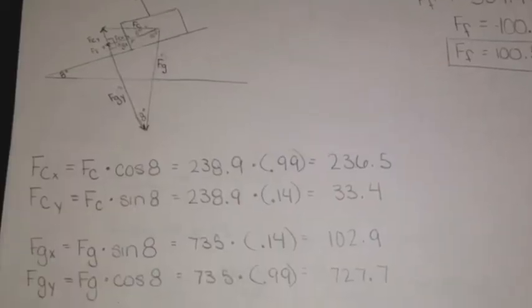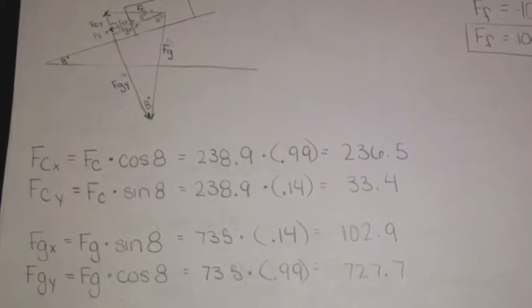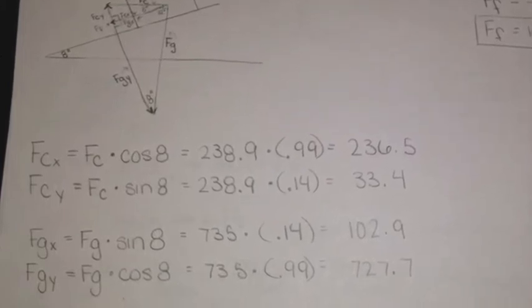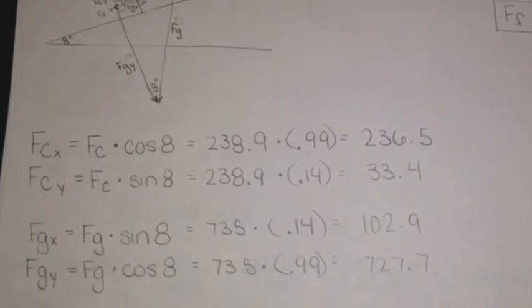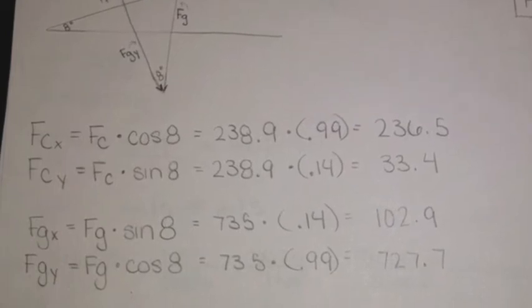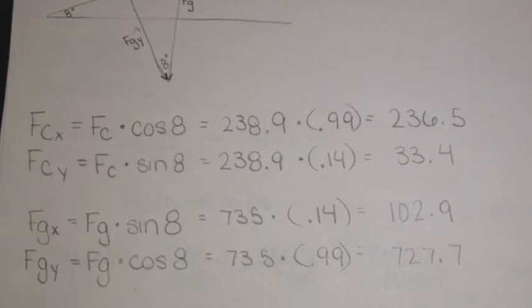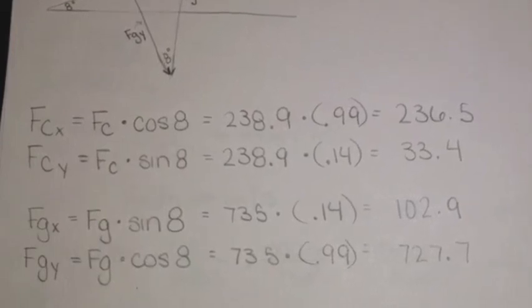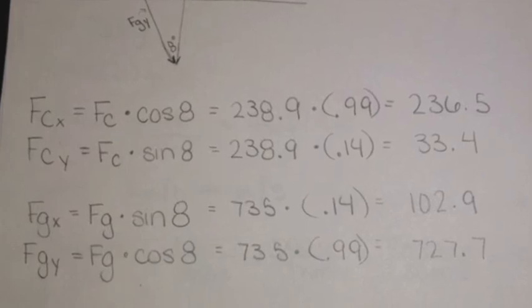Next, you have your components for the force of gravity. Your force of gravity on the x is equal to the force of gravity times the sine of 8, and your force of gravity on the y is equal to your force of gravity times cosine of 8. Now, you know that your force of gravity is equal to mass times gravity, which equals 735. So when you multiply those out, you have your force of gravity components.